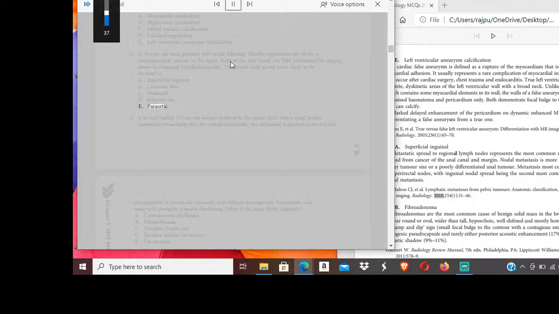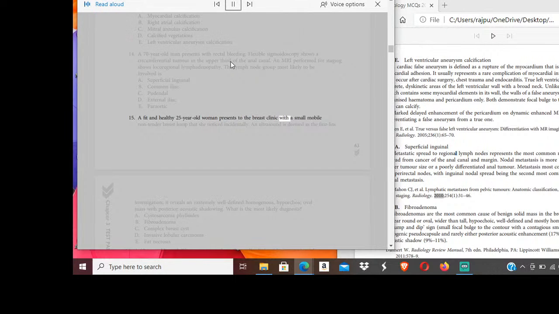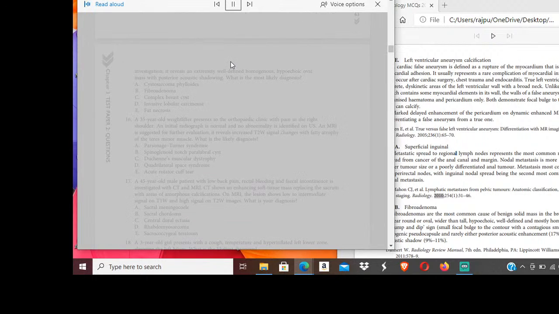Paraortic. 15. A fit and healthy 25-year-old woman presents to the breast clinic with a small mobile non-tender breast lump that she noticed incidentally. An ultrasound is deemed as the first line investigation. It reveals an extremely well-defined homogeneous, hypoechoic oval mass with posterior acoustic shadowing. What is the most likely diagnosis? A. Cystosarcoma phylloides. B. Fibroadenoma. C. Complex breast cyst. D. Invasive lobular carcinoma. E. Fat necrosis.